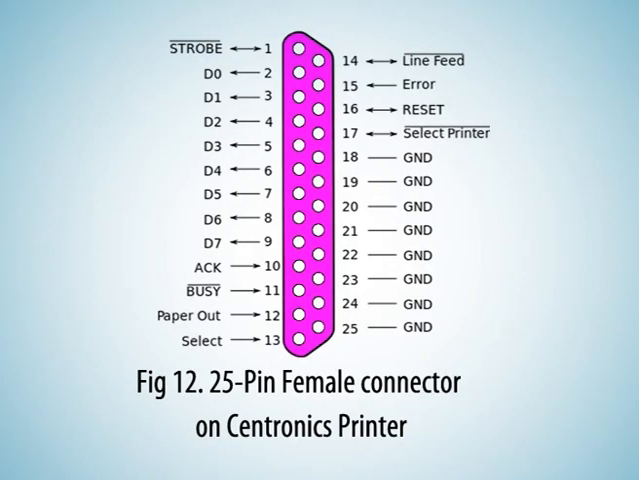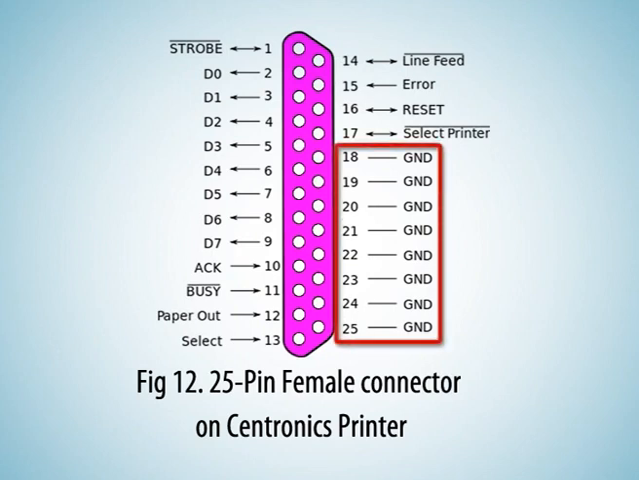In addition to the above mentioned 8 plus 4 plus 5 or 17 wires, it provided 8 ground wires to connect PC's ground with printer's ground pins. In all, printer cable had 25 wires as enumerated above.